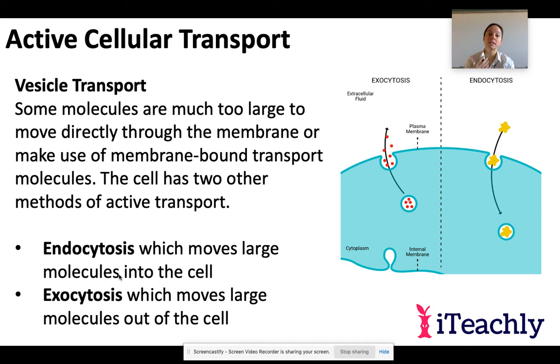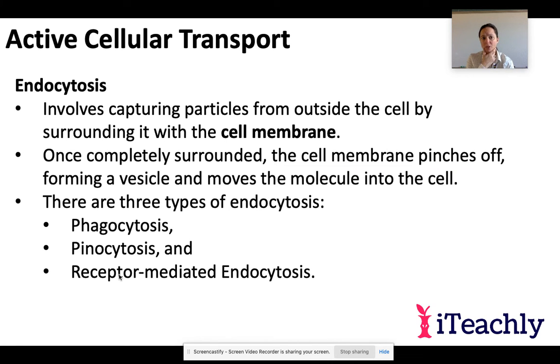Now the big thing here is these are going to be bigger particles, so they can't move in and out through the protein because it's just too big. So let's go ahead and look at these. Endocytosis can actually be broken down into phagocytosis, which is food, pinocytosis, which is liquid, or receptor-mediated endocytosis, which means they need help to do this. Those are the three types, and all of these involve moving something that's outside of the cell into the cell. So we're bringing something in.